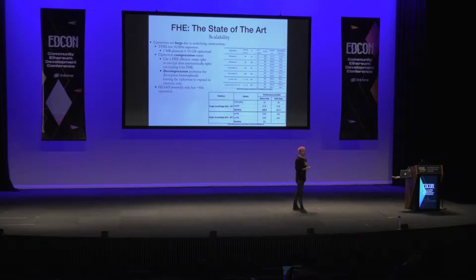Ciphertexts are large due to this construction here. 1 megabyte is equivalent to 16 gigabytes in TFHE. And ciphertext compression does exist, where we can use stream ciphers to compress it and then decompress it by performing a stream cipher decryption in memory. HEAAN potentially only has 40 times the expansion, but we're still looking into that more. Performance speeds can be improved with GPUs, ASICs, and FPGAs. NuFHE is a GPU-based library. We've improved, as you can see, over 100 times over the leading implementation.